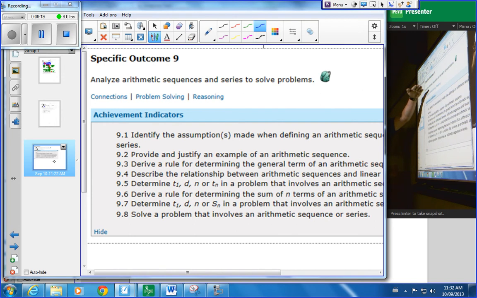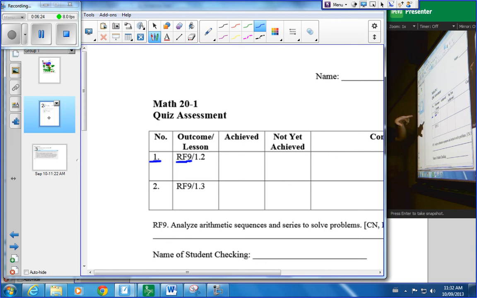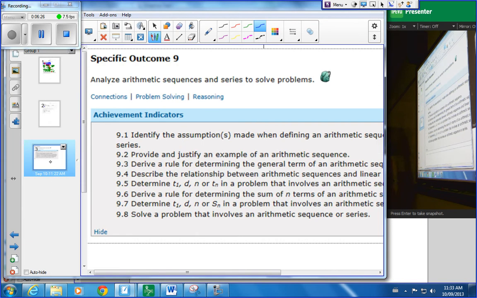Here's specific outcome 9 for relations and functions. And it says that you're going to have to, from question 1, right, 1 and 2, identify assumptions made when defining an arithmetic sequence. So that's more of part D, when we kind of explained what it was. And provide and justify an example of an arithmetic sequence. You didn't have to provide it, but you had to work with it. And actually derive a rule for determining the general term of an arithmetic sequence. Okay? So there you go.